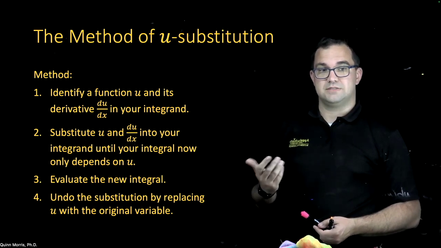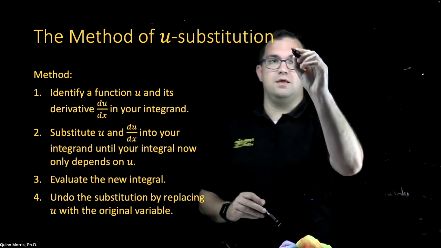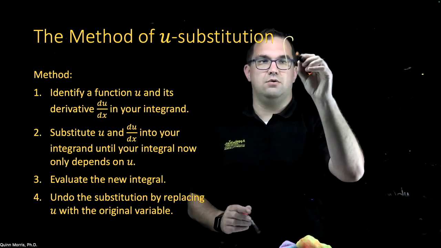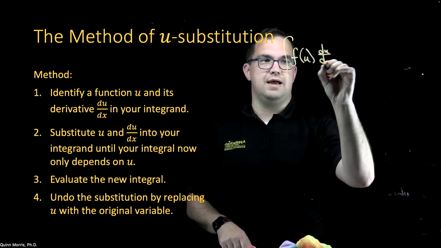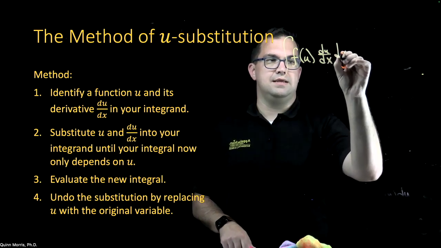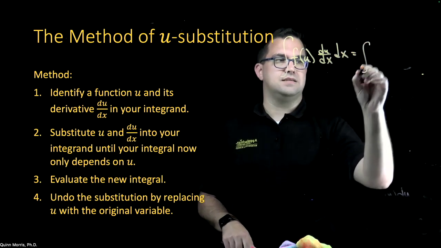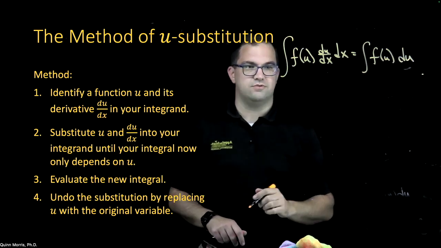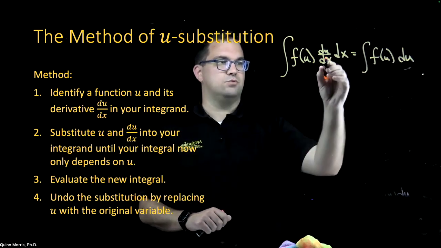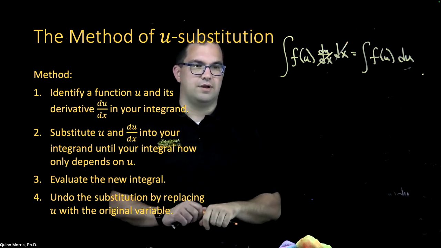Now, in order to do this, we're going to take advantage of that formula we just wrote down. So we're going to say, okay, I have the integral of f of u times du dx dx, and that's equal to the integral of f of u du. Now, what we're going to do as sort of a bit of sleight of hand often is we'll just sort of pretend like we're canceling these.